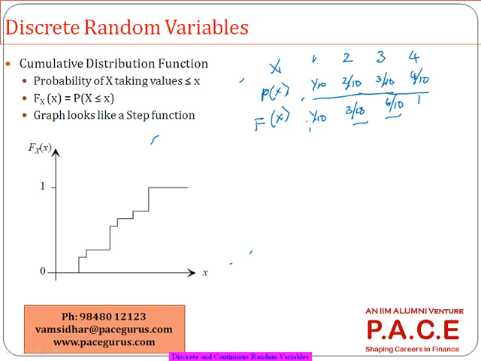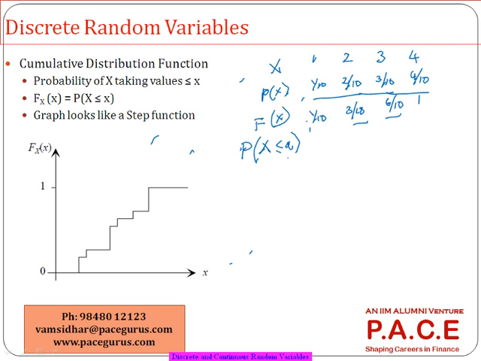Cumulative distribution function. So we have to understand whether the question is about probability distribution function or cumulative distribution function. Probability distribution function is the above line, P of x, whereas cumulative distribution function is F of x. And the simple way we talk about F of x is, this is nothing but probability of X less than or equal to x. X less than or equal to 1. X less than or equal to 2 is 3 by 10. X less than or equal to 3 is 6 by 10. X less than or equal to 4 is 10 by 10 or 1.